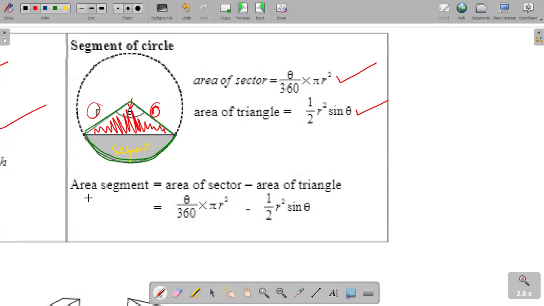So the area of the segment, which is this part here, the shaded area, is the area of the entire thing minus, take out the triangle. What is left back is what you call your segment. This formula is on your formula sheet. All you got to do is subtract. Moving on.